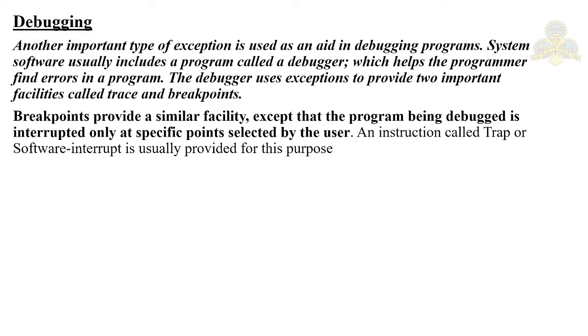Okay, the instruction called trap or the software interrupt is usually provided for this purpose. Execution of this instruction results in exactly the same action as when a hardware interrupt request is received. While debugging a program, the user may wish to interrupt the program execution, say, after some instruction. Now your debugging routine saves the instruction which is at the next point, and replaces it with a software interrupt instruction. The two things you have to keep in mind while debugging are trace and breakpoints.